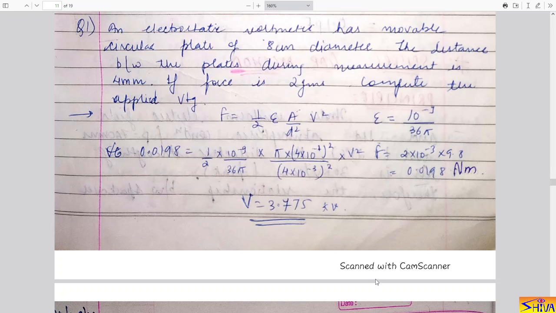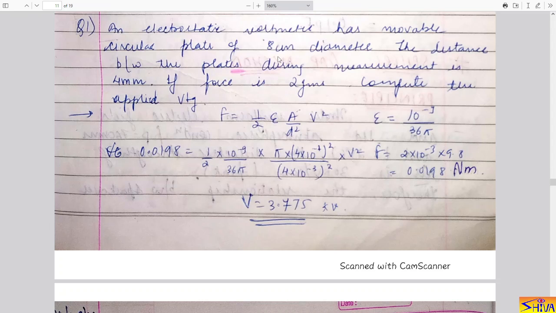First numerical: an electrostatic voltmeter has a movable circular plate of 8 cm diameter. The distance between the plates during measurement is 4 mm. If the force is 2 grams, compute the applied voltage. So we have this formula. Medium is air, so epsilon will be equal to epsilon r into epsilon 0. Epsilon 0 is 10 to the power minus 9 upon 36 pi. Epsilon r, that is relative permittivity, will be unity.